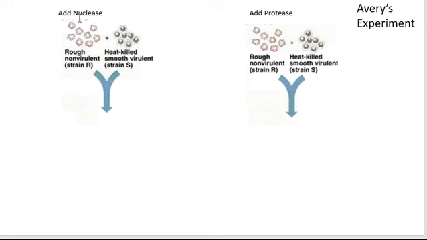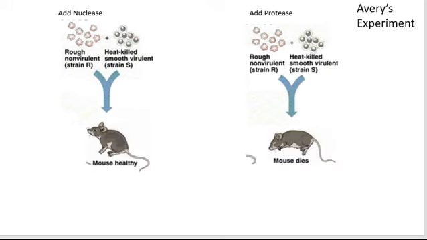In one situation here, he adds what's called a nuclease. And in the other situation over here, he adds what's called a protease. And a protease is something that can destroy proteins. And a nuclease is something that can destroy nucleic acids, like DNA. So he takes those things, injects them into the mouse, and here's what he finds. He finds that when you add a nuclease, the mouse is healthy. And when you add the protease, the mouse dies.